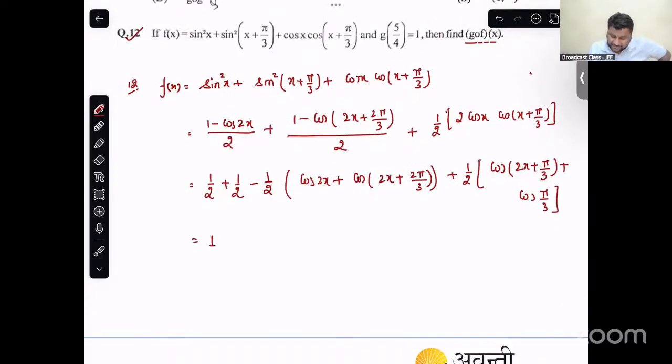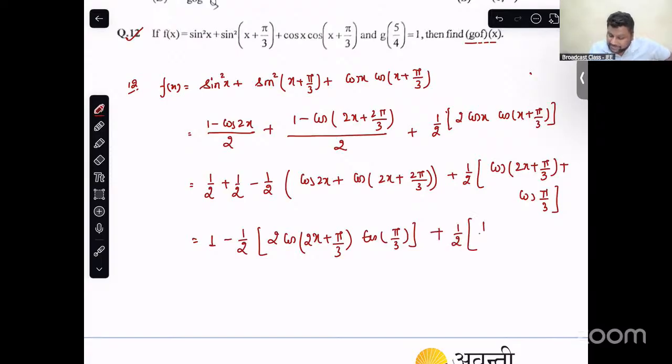Now this half is 1 minus half of. Now apply here 2 cos C plus cos D. That is 2 cos C plus D by 2. That is 2x plus pi by 3, cos C minus D by 2 will come pi by 3. Correct? Plus half of cos pi by 3 will be 1 by 2 plus cos 2x plus pi by 3.